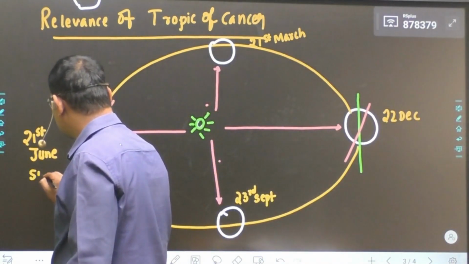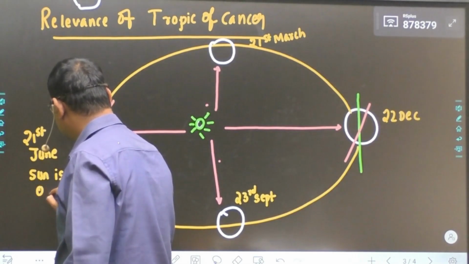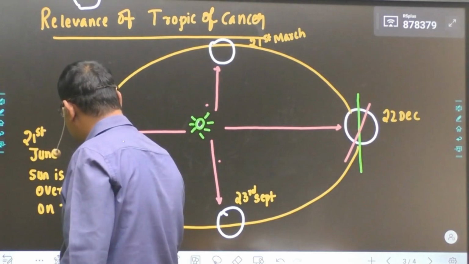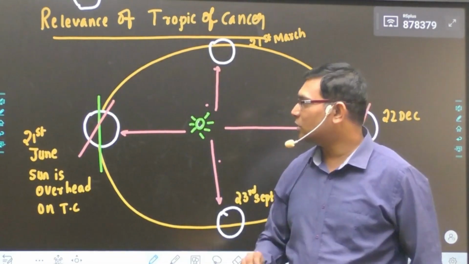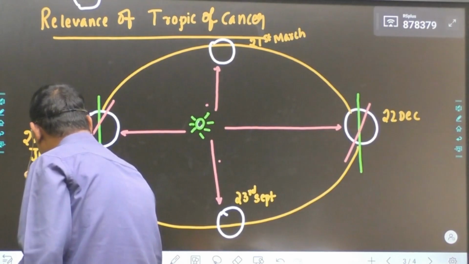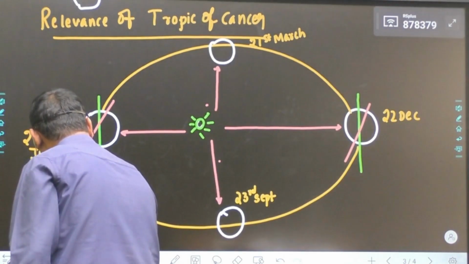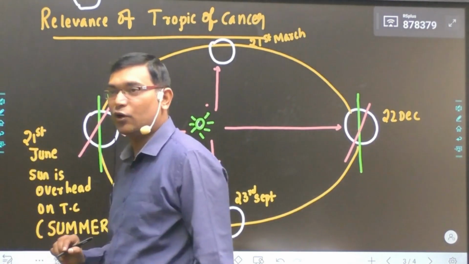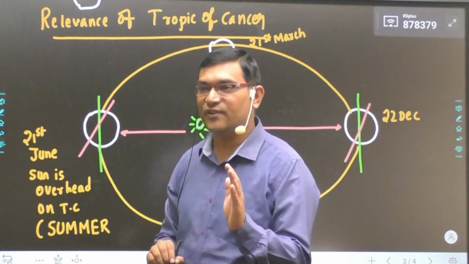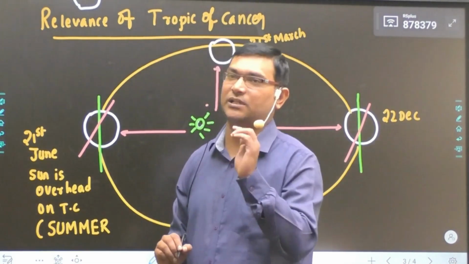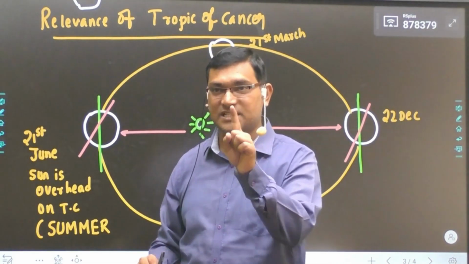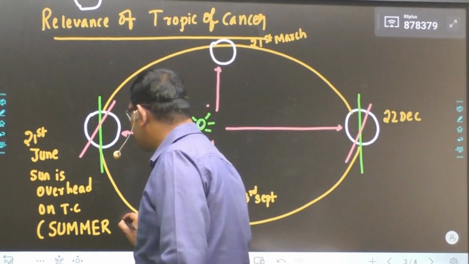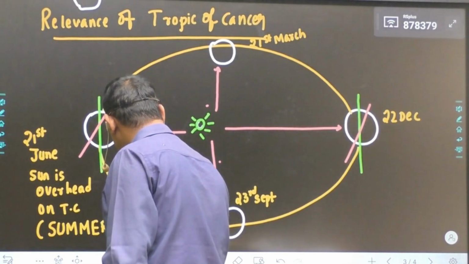So now here you see the sun is overhead on the Tropic of Cancer. Am I right? So can I say that this is called summer for the north hemisphere? Summer. Yes or no? For USA, for Europe, for Russia, summer starts for them on 21st June. So this is called summer solstice.